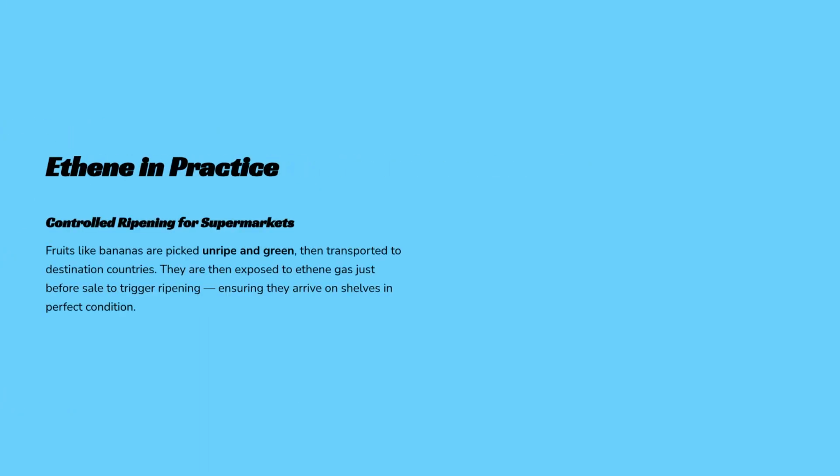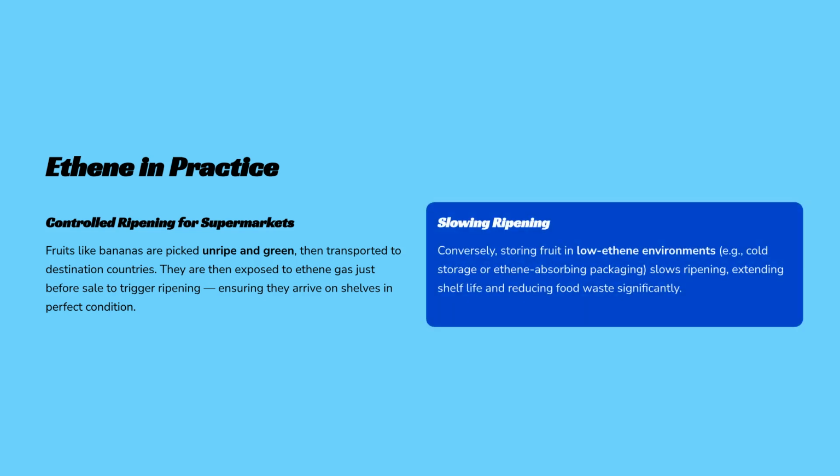In practice, ethene allows for controlled ripening. Fruits like bananas are picked green, shipped, and then exposed to ethene gas at the destination to trigger ripening just before sale. Conversely, storing fruit in low ethene environments slows ripening and extends shelf life.